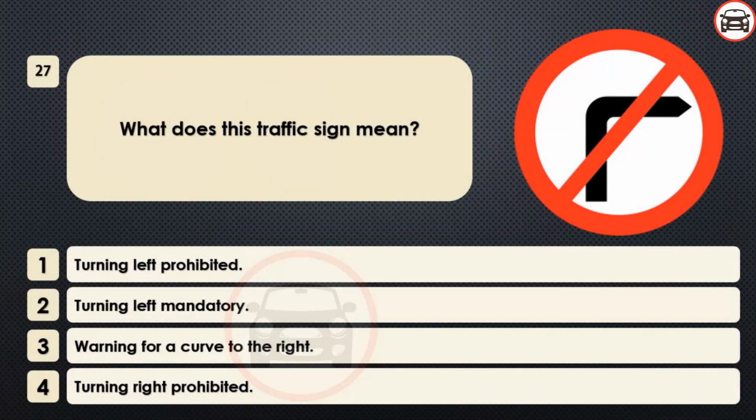What does this traffic sign mean? 1. Turning left prohibited. 2. Turning left mandatory. 3. Warning for a curve to the right. 4. Turning right prohibited.